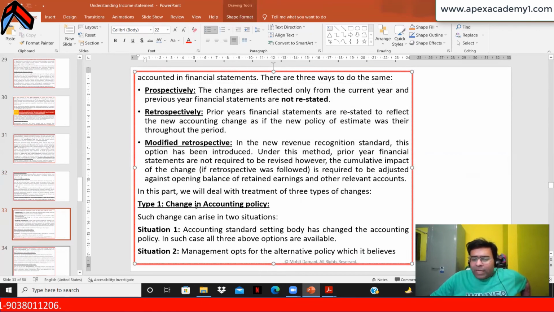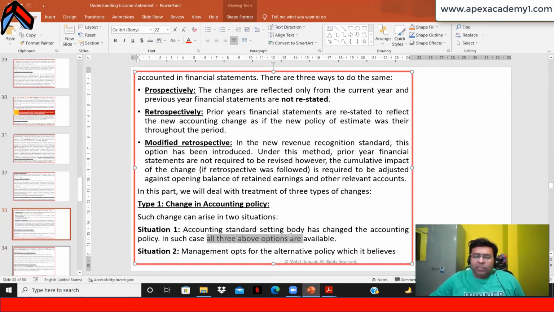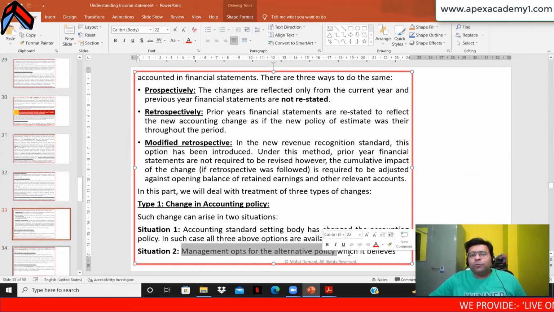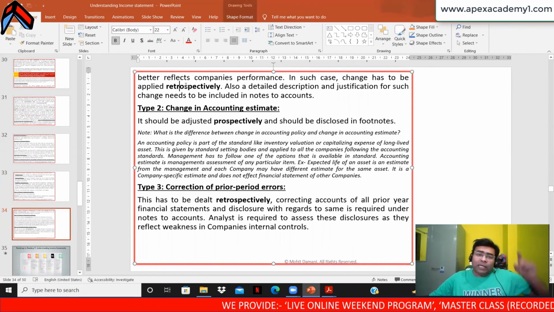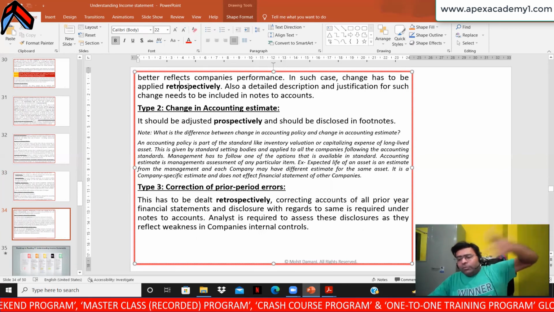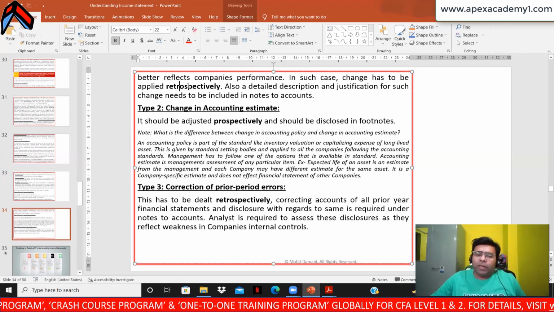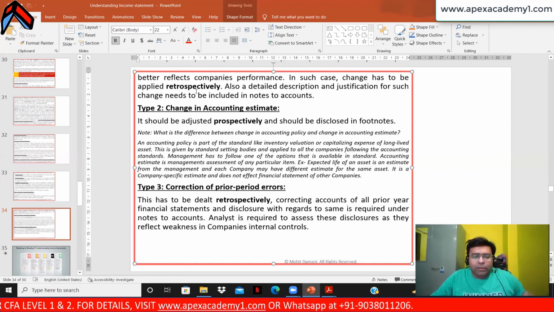Okay. If the change in accounting policy is because of a change in accounting standard, then all three options are available, because the change is happening because of the government or the accounting standard body. But if management opts to change their policy, then they will have to do it retrospectively. That means from the day that element existed, you have to keep revising your accounts, and automatically you will have to change the balance sheet for the current year. You have to revise everything basically.